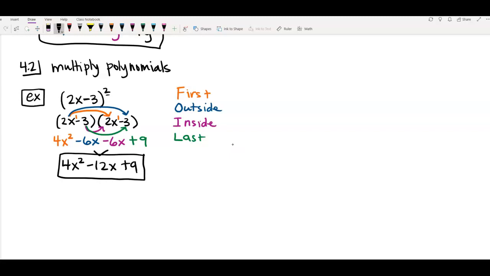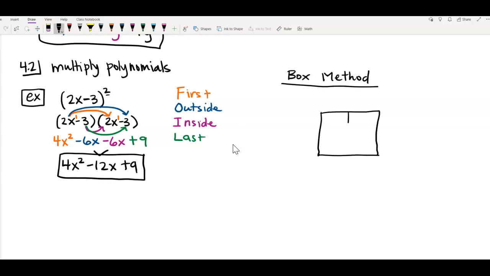And there is something called the box method that some people like to use. And it's up to you if you want to use it or not. I'll just show you here so you can see. And we can use it when we're factoring too. And that's what we're going to be talking about in 4.3. So when we're multiplying these together, we're going to have 2x, one of the terms, minus 3. All right, so that's my first one here. And then the second one I'm writing down is 2x and minus 3.